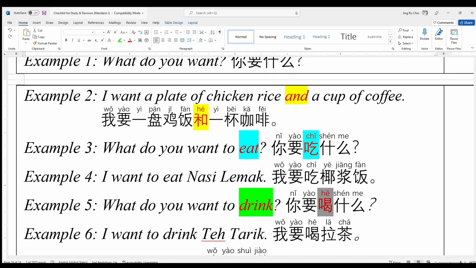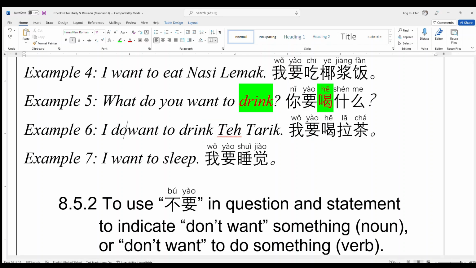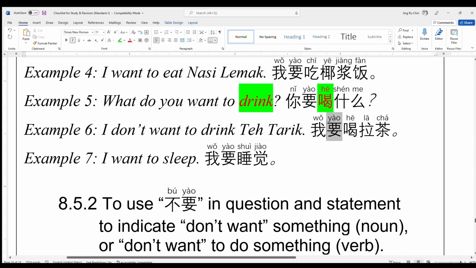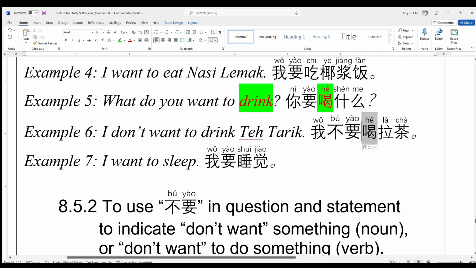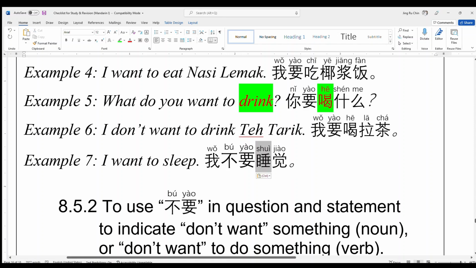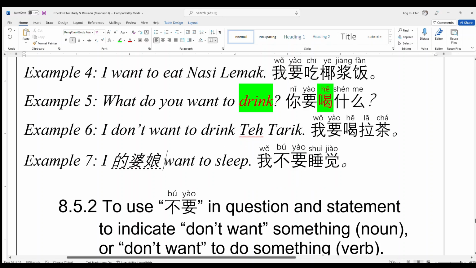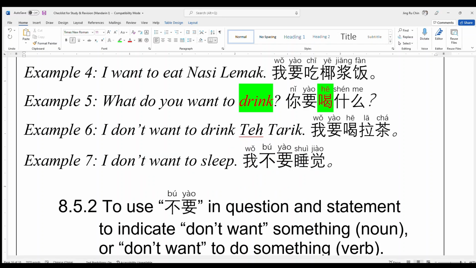So this is something that you can try to replace the positive word with the negative word 不要. So let's try one more. I don't want to drink teh tarik. Yeah. I don't want. Tak mau. So you say 我不要喝拉茶. 我不要喝拉茶. Or you can say I don't want to sleep. 我不要睡觉. I'm not feeling tired yet. I don't want to sleep. Yeah? I don't want to sleep. 我不要睡觉.